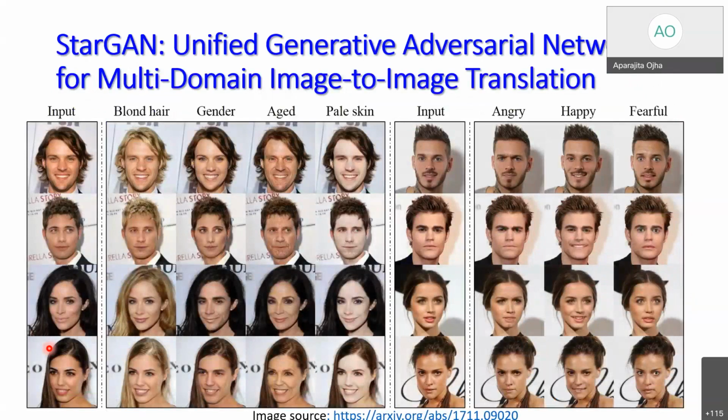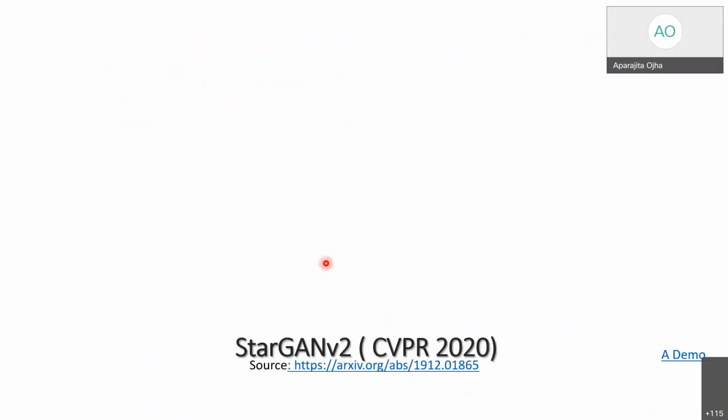Now coming to StarGAN, which you will be doing today, version 2, unified generative adversarial networks for multi-domain image-to-image translation. I told you, image-to-image translation. Like here, input is this, blonde hair, gender, age, pale skin, the same fellow with this. Similarly, input is this, angry, happy, fearful. These variations are introduced and this paper can be found here in arXiv. So today we'll be doing more on StarGAN.